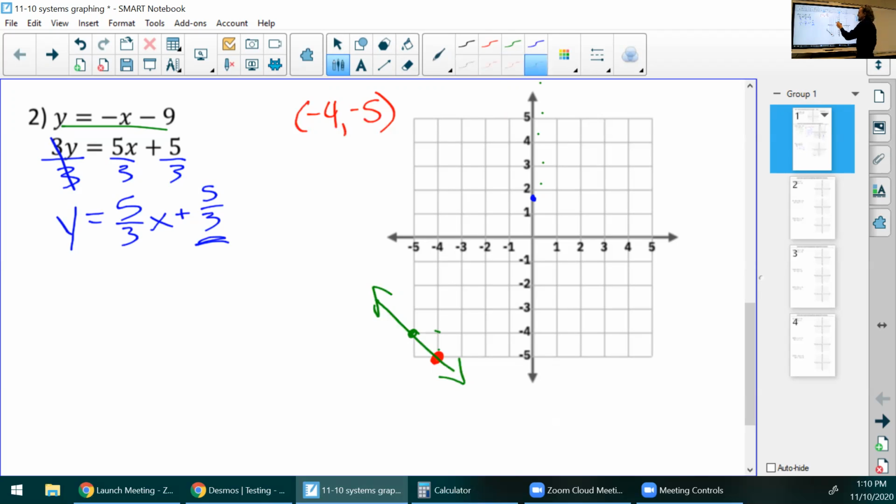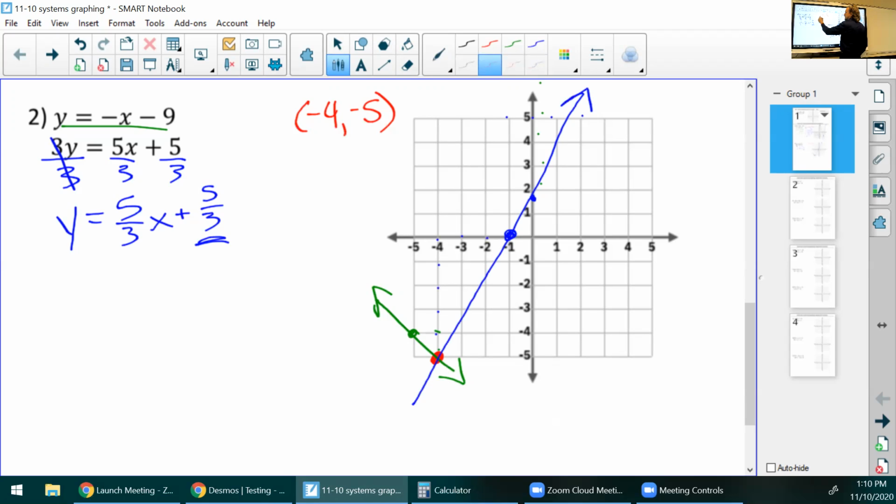Our blue one, +5/3. I'm going to count up 5/3. We can do that again. 1, 2, 3. That's not perfect, but closer. And we can see, oh, there it is, across that 5/3. Success. We can check this one though, just to be sure.